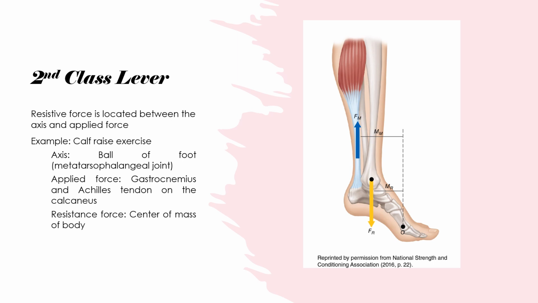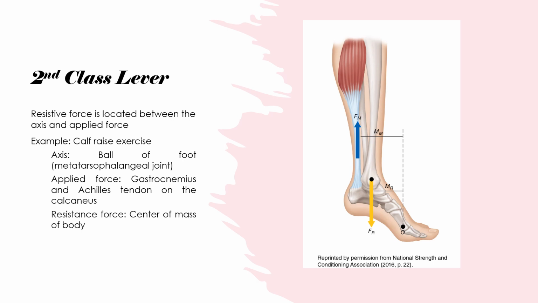A second-class lever is a simple machine consisting of a rigid bar or beam that pivots around a fulcrum or pivot point. In a second-class lever, the fulcrum is positioned at one end of the lever while the load or resistance is located between the fulcrum and the applied force.